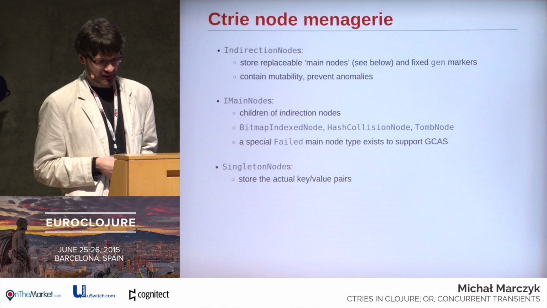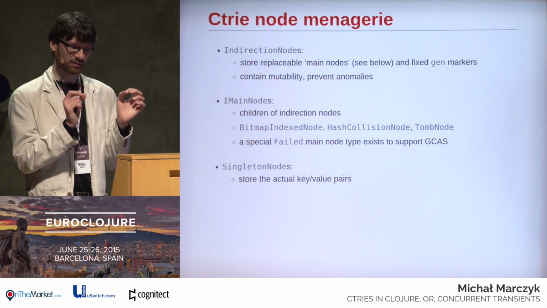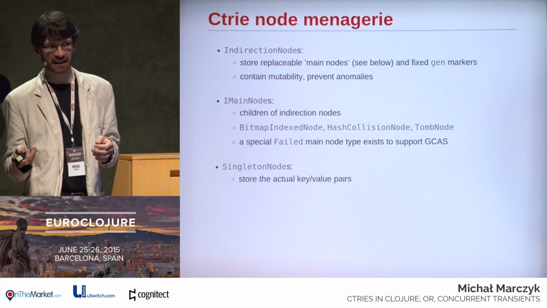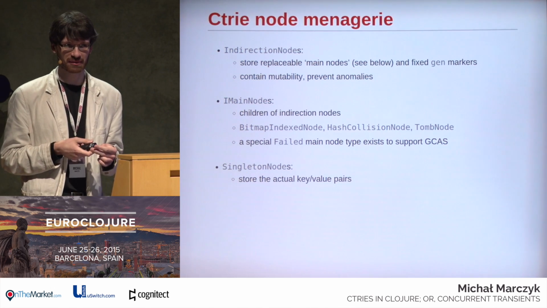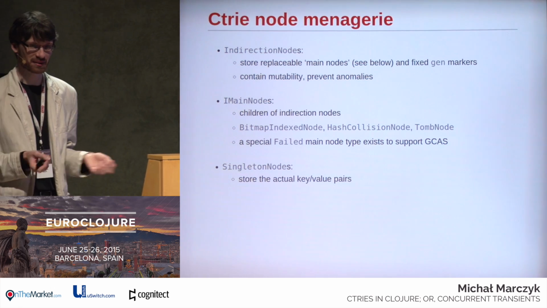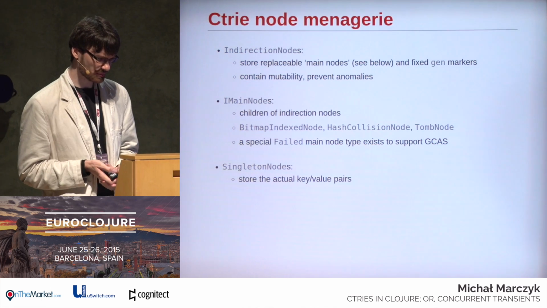And then finally, the actual key value pairs are currently reified in the form of singleton nodes in C-tries. That is not the case with persistent hash maps as found in Clojure today, and that's a significant optimization. So I suppose I'll have to see whether it can be fitted onto C-tries as well.